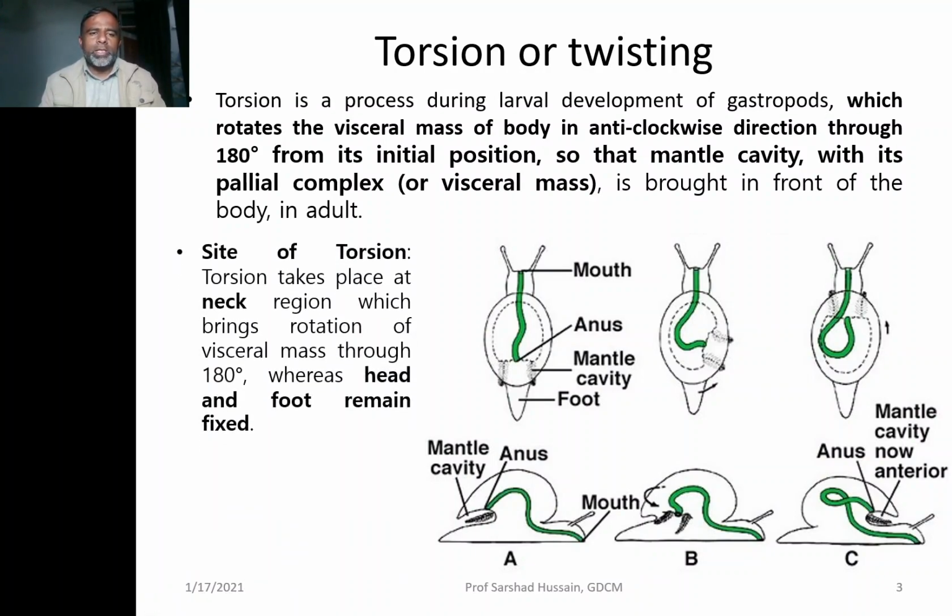Now, what is the site of torsion? It is basically the neck. Here it rotates, because you can see, if this portion is to be formed like this, so it is this position, it is the neck position where actually the rotation, the twisting takes place. Head and the foot, they remain fixed. Head even after twisting is at the anterior end, and foot even after twisting is at the posterior end.